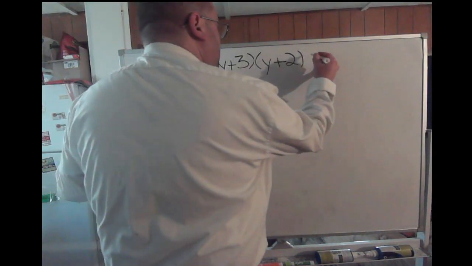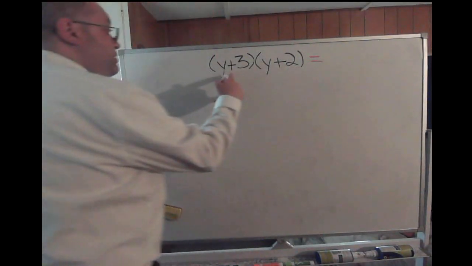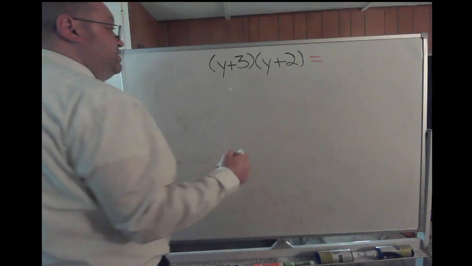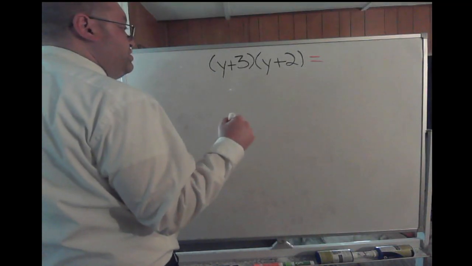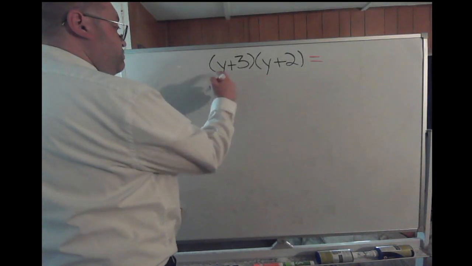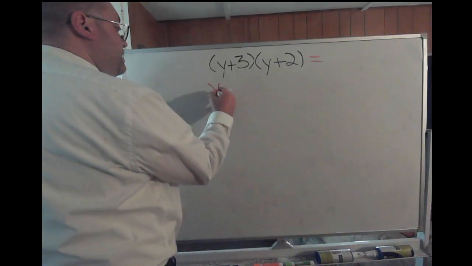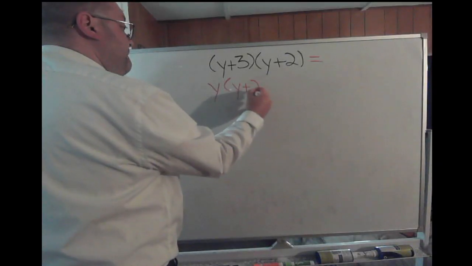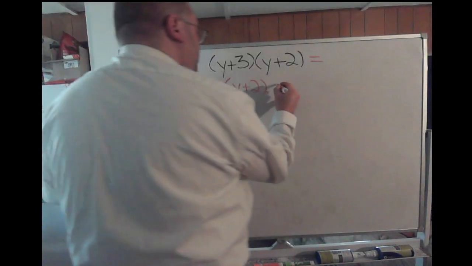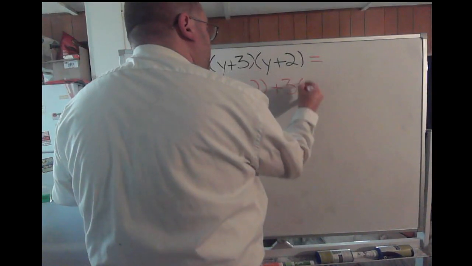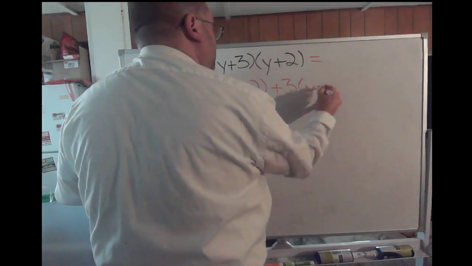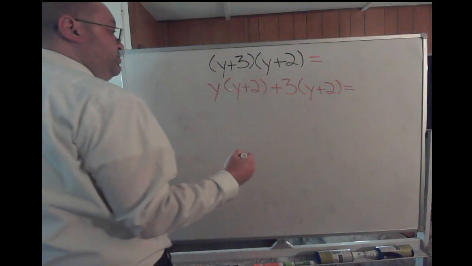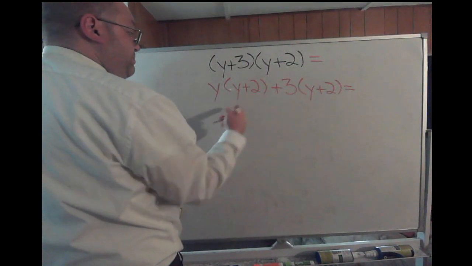So you have two polynomials here, the quantity of y plus 3 times the quantity of y plus 2. To do it the double distributive way, you're going to take that first y term, you'll multiply it times the quantity of y plus 2, then you'll do plus 3 times your quantity of y plus 2. Then what you'll do is you'll just do the distributive property on each term.